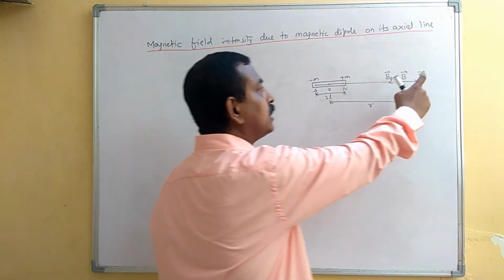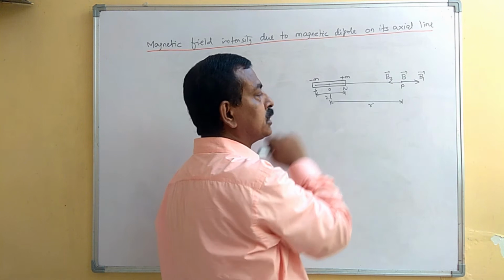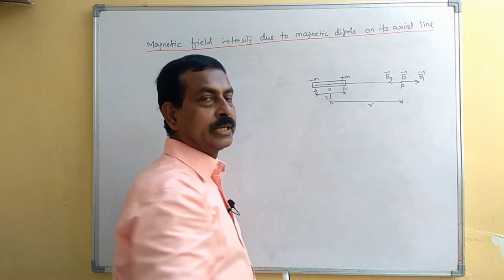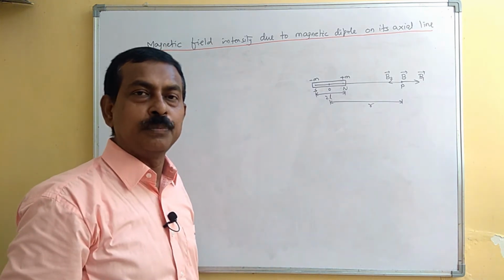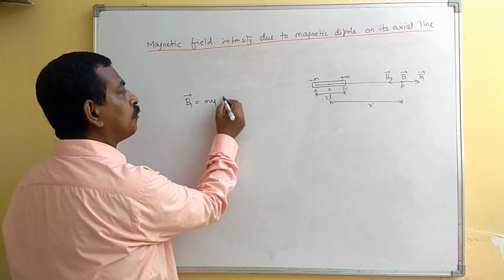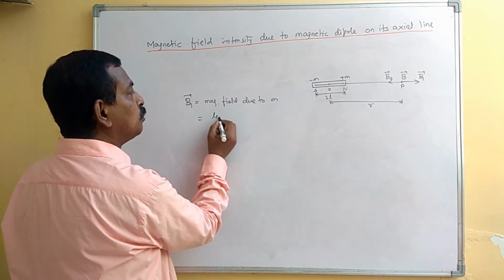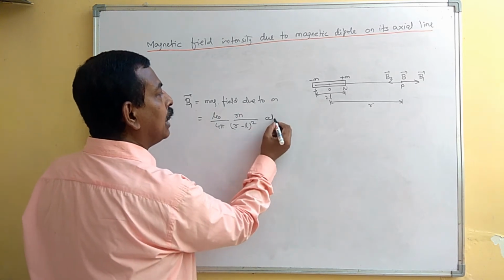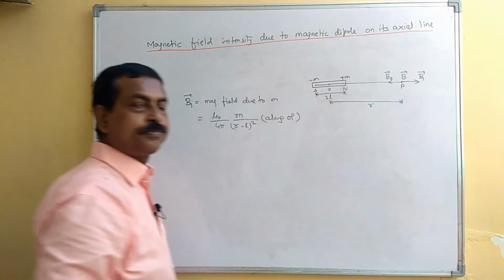Suppose B1 is the magnetic field due to north pole or due to the pole strength plus m, and B2 is magnetic field due to south pole there, and B we are taking as the magnetic field due to this entire magnetic dipole. So B1 is magnetic field due to m. So this is mu naught by 4 pi m by (r minus L) whole square, and this will act along OP. This will be acting in this direction.